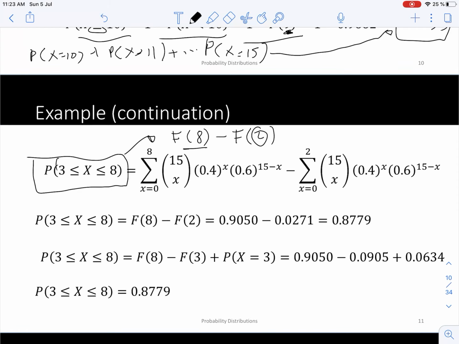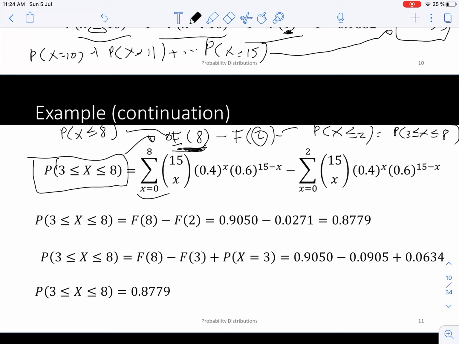So do you remember what is the meaning of F8? This F8, capital letter, is the probability that x is less than or equal to 8. So that includes 0, 1, 2, 3, up to 8, right? And F2 is the probability that x is less than or equal to 2. So when we take the difference, what we get is the probability that x is between 3 and 8, including both. So that's why the CDF is important.